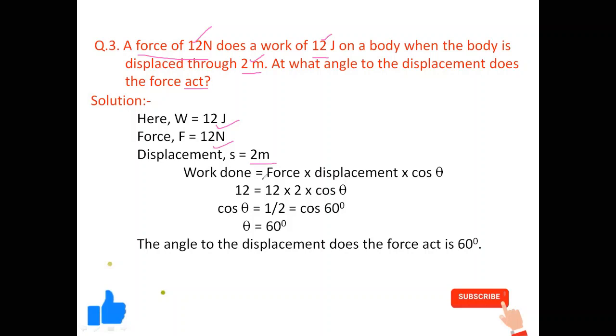Using this formula, work done is equal to force into displacement into cos theta. So work done here is 12, force is also 12, displacement is 2 meter. Now we have to calculate the value of theta. So cos theta will be equal to, this 12 gets cancelled, cos theta is equal to 1/2, and we know that the value of cos 60 is 1/2.